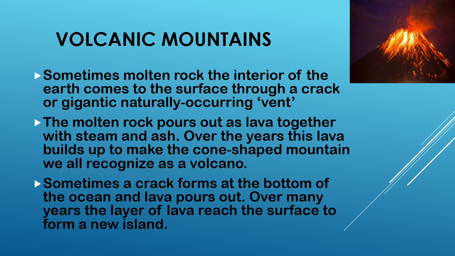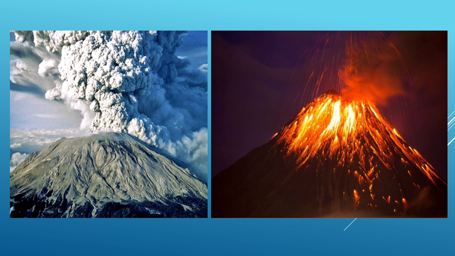Sometimes a crack forms at the bottom of the ocean and lava pours out. Over many years, layers of lava reach the surface to form a new island. Sometimes that lava converts itself into an island. Here you can see the image of 2 volcanic eruptions. In one, you can see a lot of huge smoke, and the other one is throwing out red hot flames of lava. These are basically molten rocks.